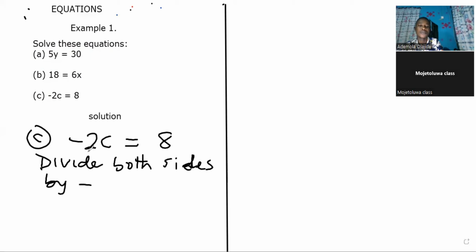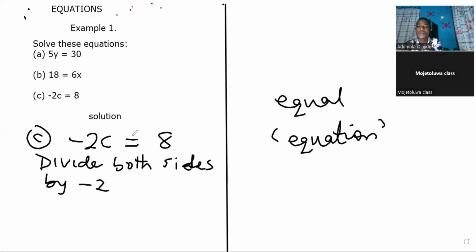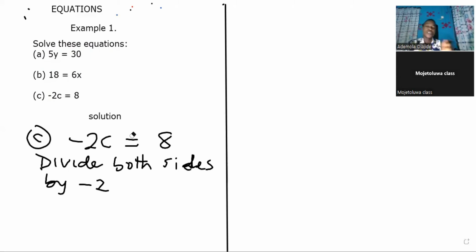by -2. You understand what brings about two sides: it is the presence of this equal sign. From the word equal, we generate what we call an equation. So when you say both sides, they mean both sides of the equal sign, the left side and the right side.